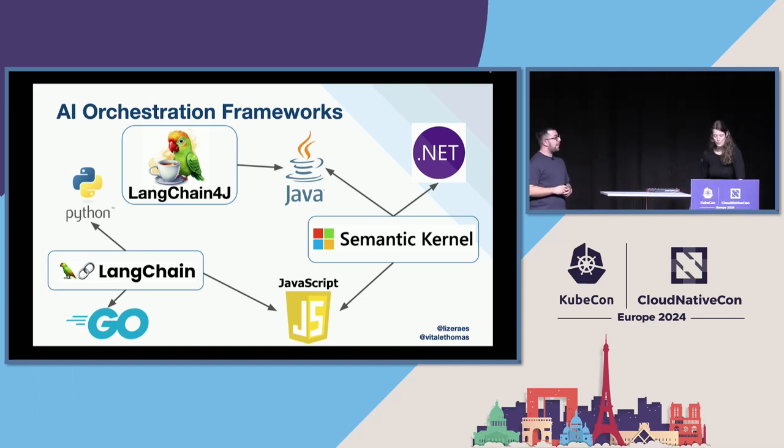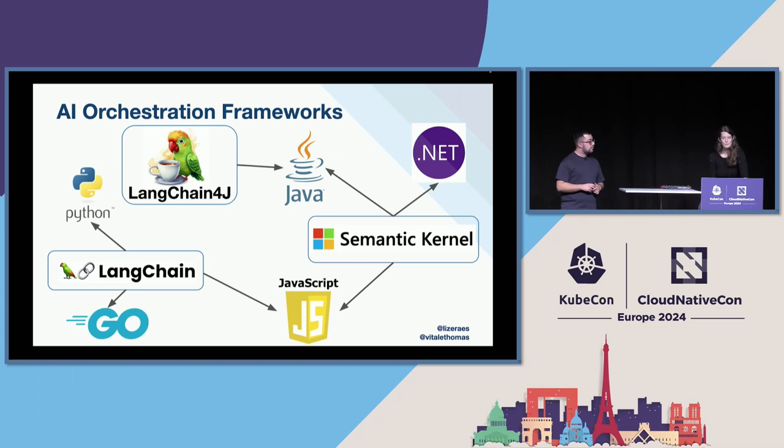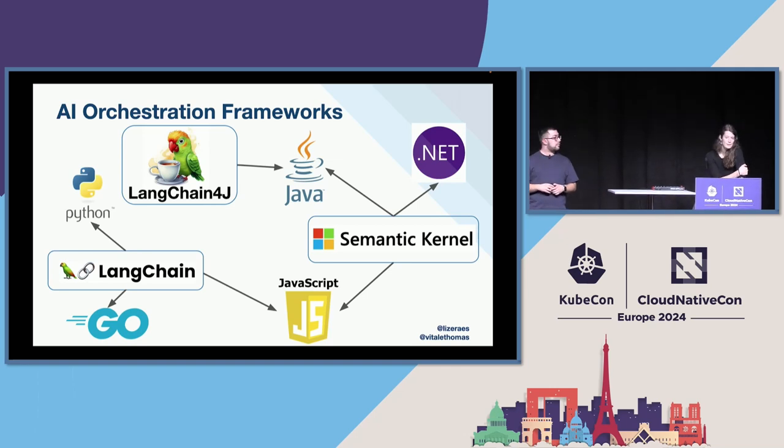So with this boom of generative AI, there's also a boom in people that want to build applications around these models, maybe have multiple models in there that interact with each other and everything. So there has also been a boom of AI orchestration frameworks. The most famous one, the first one, was LangChain, which was made by the Python folks, of course, because machine learning and training, data engineering happens mostly in Python. But they also now have a version for Go and for JavaScript.